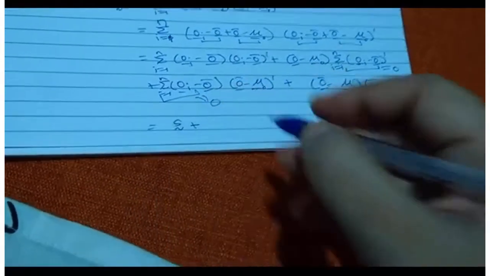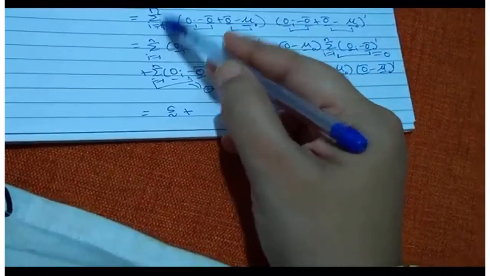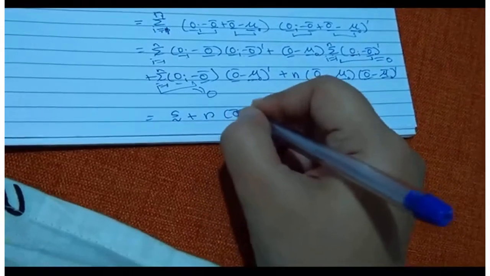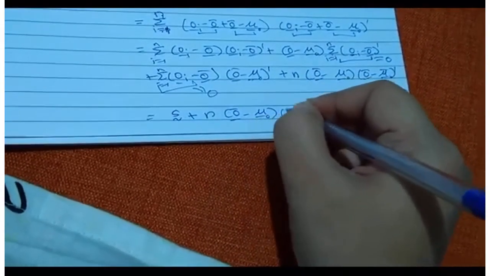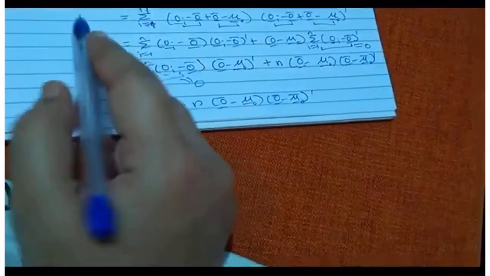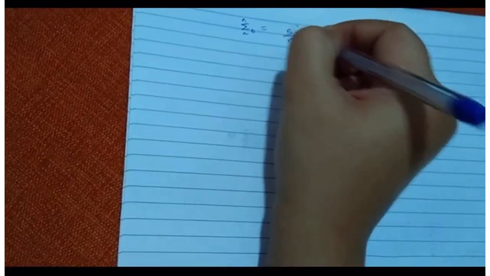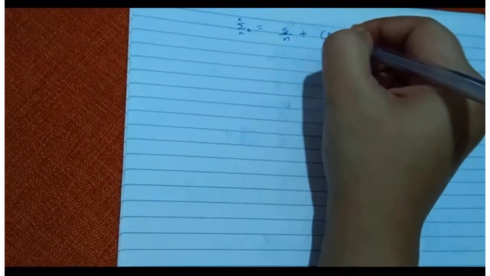So I am left with the summation of (oi minus O bar) (oi minus O bar) prime, which is nothing but S. So S plus, actually this is n times because I am taking the sum over n times. So n times (O bar minus mu naught) into (O bar minus mu naught) prime. Hence what I know is sigma naught hat is actually S by n plus this. So if you want, let me write: sigma naught hat is actually S by n plus (O bar minus mu naught) into (O bar minus mu naught) prime.